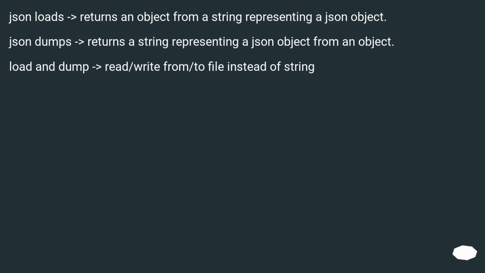JSON loads returns an object from a string representing a JSON object. JSON dumps returns a string representing a JSON object from an object. Load and dump read from and write to a file instead of a string.